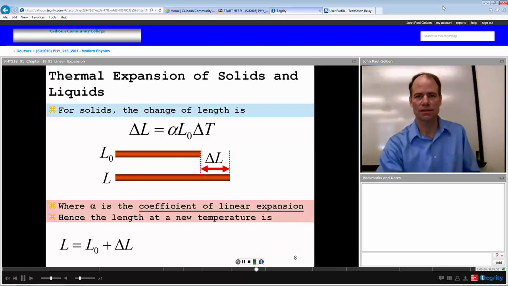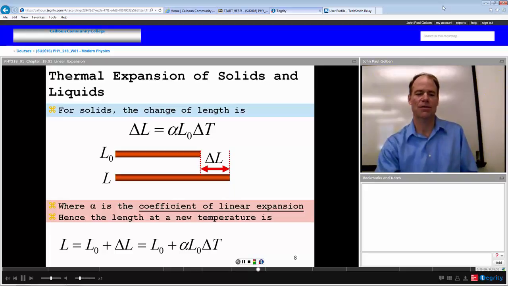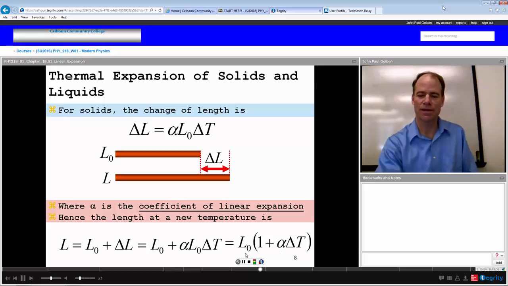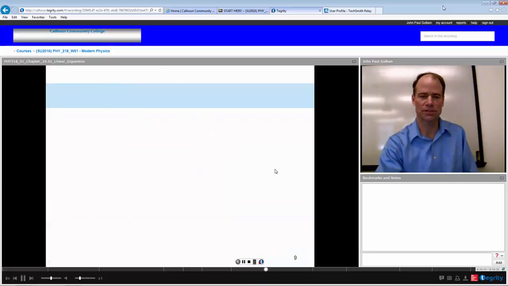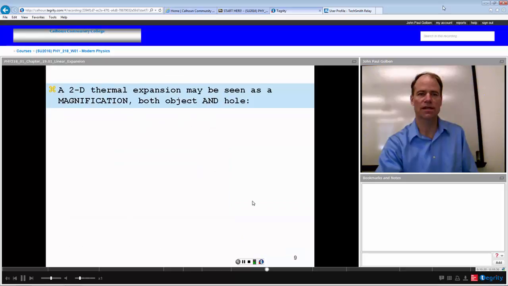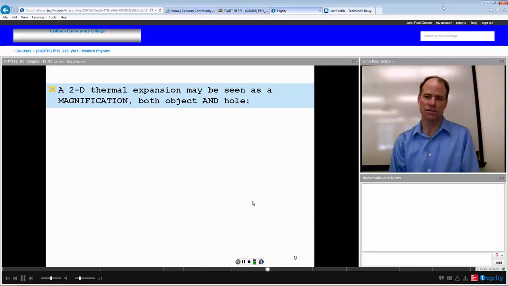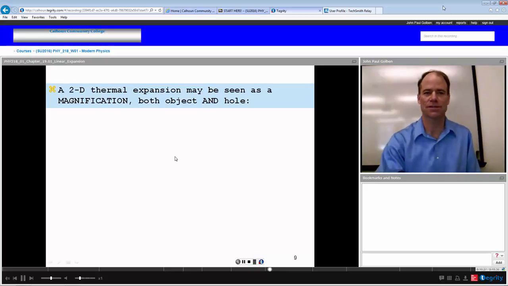So our new length is going to be our original length, L naught, plus this change in length. That'll be L naught plus alpha L naught delta T, which we could write as our original length L naught times 1 plus alpha delta T. Alpha in general is going to be a relatively small number. Delta T is just the change in temperature, most likely either in Kelvin or Celsius. It won't matter which of those scales you're on because you're dealing with a change in temperature.